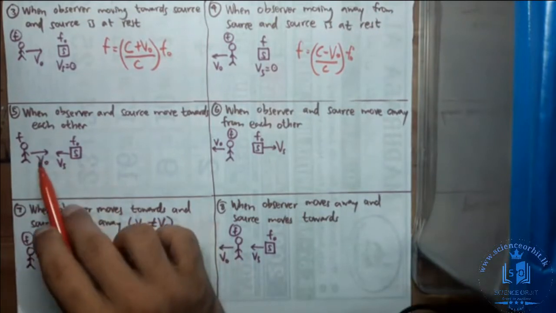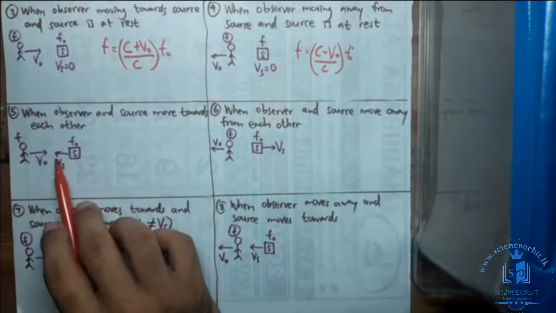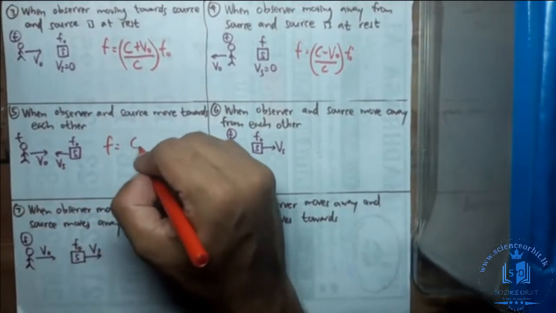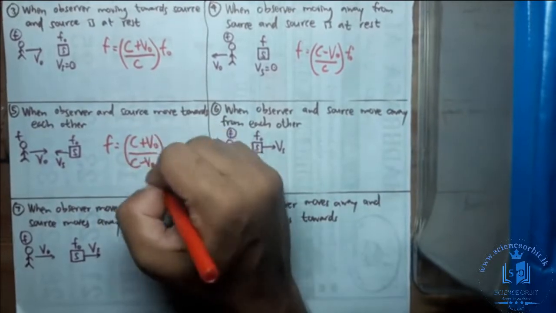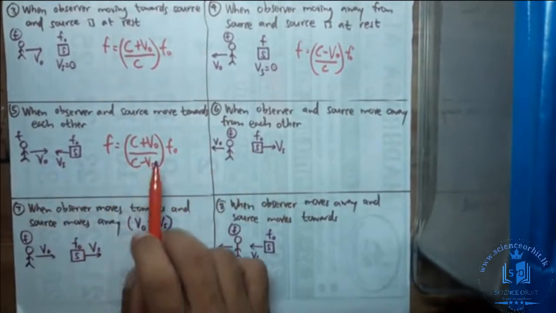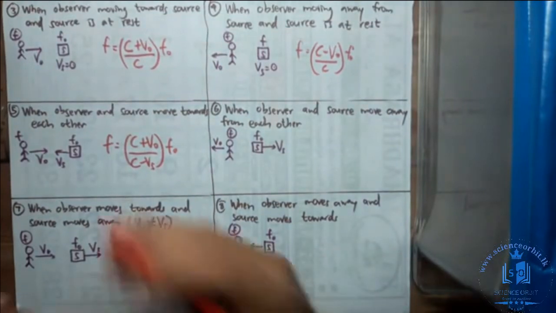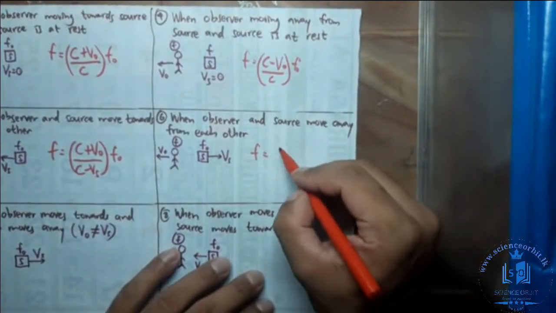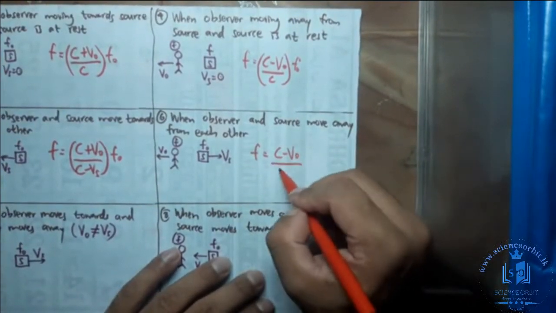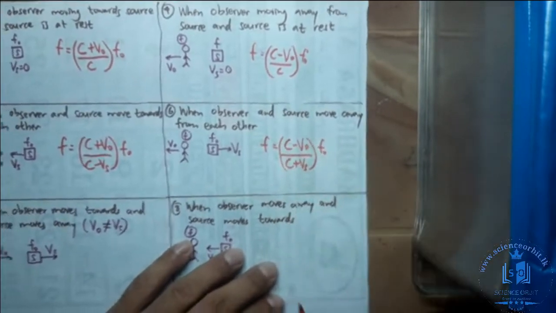If you take this one, both the observer and the source are moving towards each other. That means it's going to be C plus VO, at the bottom C minus Vs, into F naught. This is when the apparent frequency will be maximum. Both are moving towards each other, so maximum. All right, here F is going to be what? Minimum, because both are moving away from each other. So that will cause the apparent frequency to drop a lot.